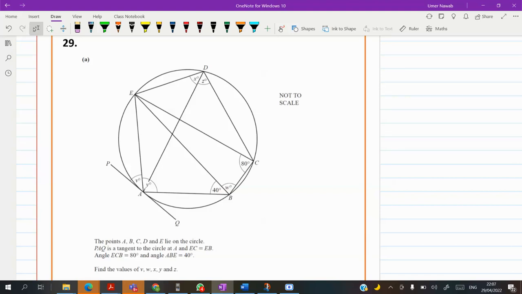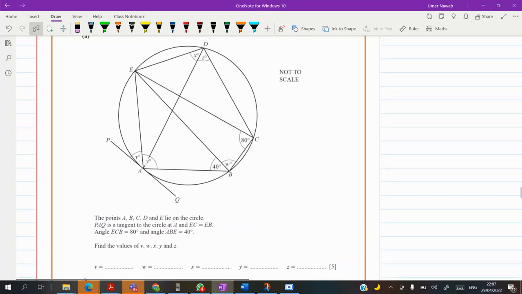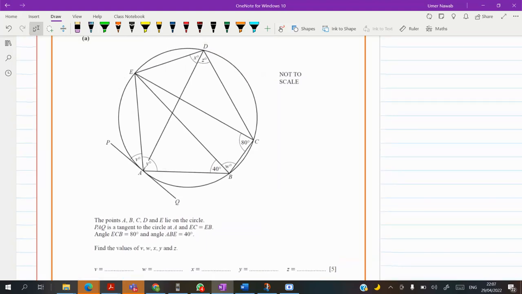Question number 29, if you look into this, he has given a very complicated shape. First, we need to find V. Guys, this is the chord and this is the tangent. Did he produce the chord at the back? Yes, this is 40. So V should be 40.